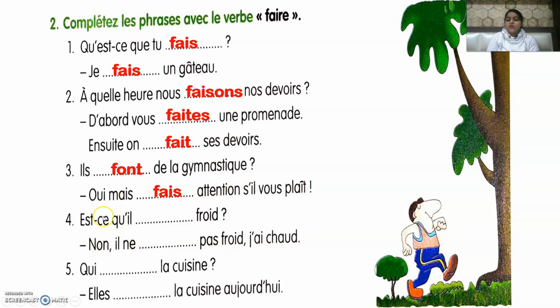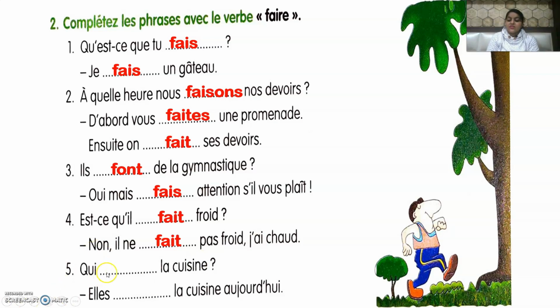Then fourth one is written: est-ce qu'il fait froid? That means is it cold today? Est-ce qu'il fait froid? Is it cold? He says no, il ne fait pas froid, j'ai chaud. That means no, it's not cold, I'm feeling hot. So the verb faire is not only used to make sentences with the meaning to do or to make, but apart from that, faire is also used to describe the weather in French.